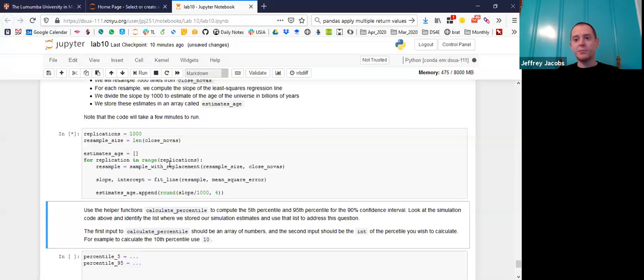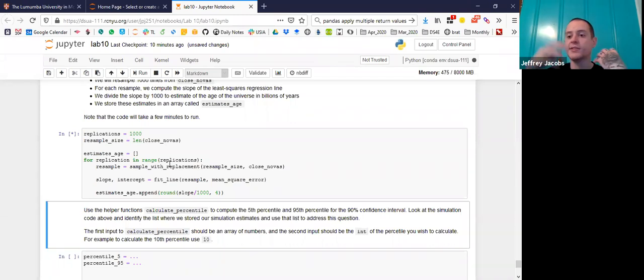As we've seen in past labs and homeworks, when you sample with replacement, a single data point from the original close novas data set could appear twice or 3 times in our resample, and other points from the original data set might never get sampled. So every resample is like a fake subsample from our close novas sample, and that's how we'll get the variation.